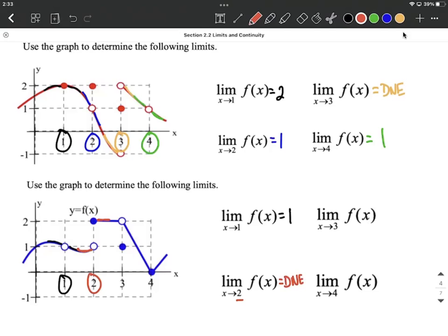What about 3? Well, at 3, left-hand side, looks like we get close to a y value of 2. Right-hand limit, so we get close to an x value of 3. It looks like our y value gets close to 2. Now that point's not on the graph. The point's actually down below at (3, 1), but that doesn't matter for our limits. We're just looking at what we're getting close to for values very close to 3.